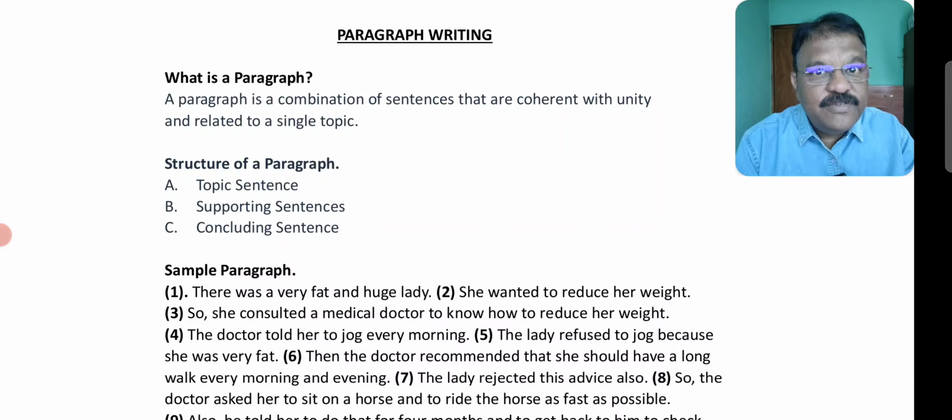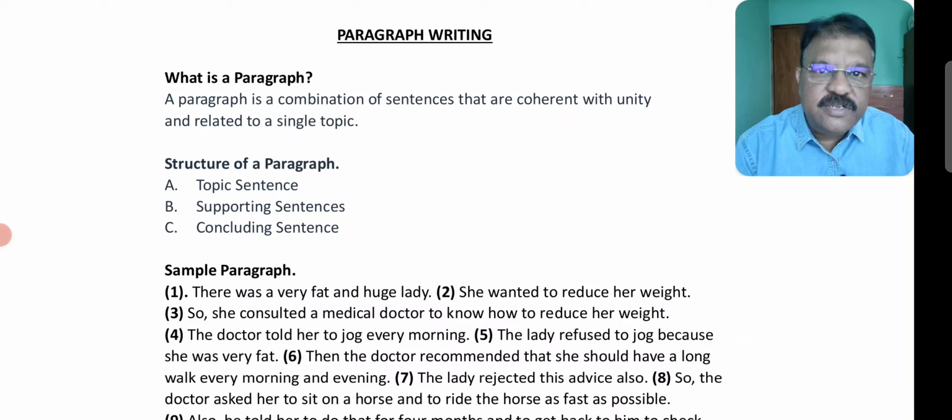So if your paragraph has got a topic sentence together with the supporting sentences and a concluding sentence, then it's understood that your paragraph is composed in a good structure. Do you understand? That's what is called the structure of a paragraph. I hope you're following me. Good. Now let's see one by one about those three things: topic sentence, supporting sentences, and a concluding sentence.